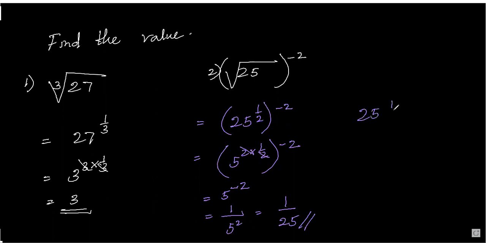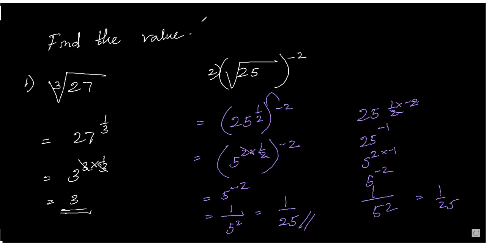25 to the power half, then you can multiply it by -2. Then also -1: 25 to the -1. It means you can write it as a power of 5, 5 to the power 2 into -1, 5 to the power -2, borrow below the line, 5 to the power 2, then also 1 over 25. Even this is the correct procedure, because internally first we are doing a bracket simplification and we can do the sum next.